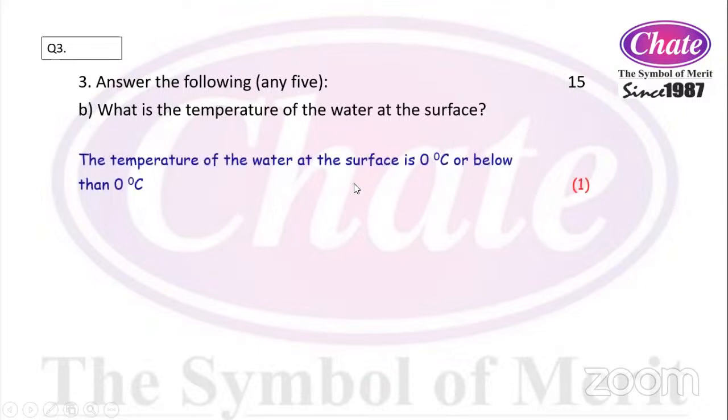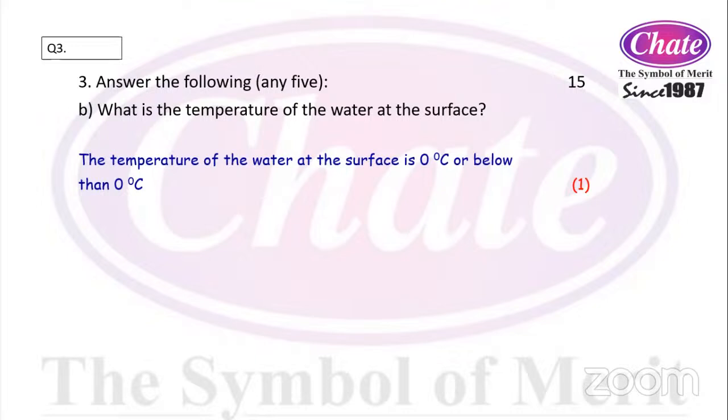Now, what is the temperature of the water at the surface? At the surface, the temperature is 0 degrees Celsius, or it may be below 0 degrees Celsius, because it depends upon the environment, the atmospheric temperature. In the polar region, it is less than 0 degrees, in negative degrees Celsius also.